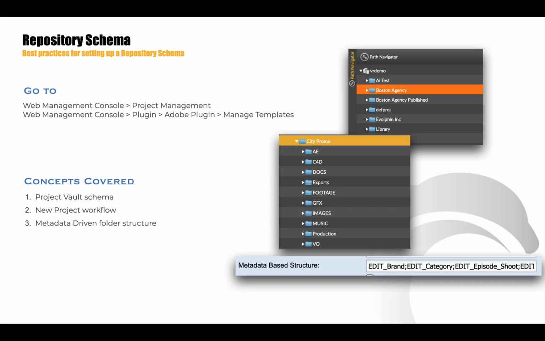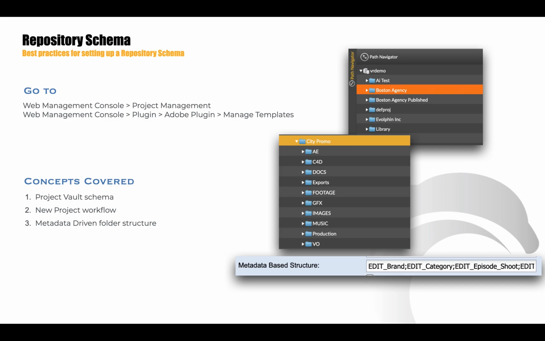Hi, in this video, we are going to look at some of the best practices for setting up a repository schema in Evolve and Zoom. A repository schema allows you to go beyond metadata in order to manage a large volume of assets and projects that you want to store in the Evolve and Zoom repository.